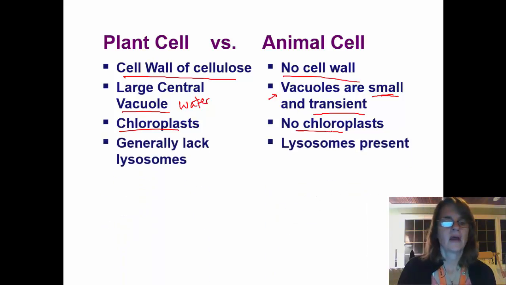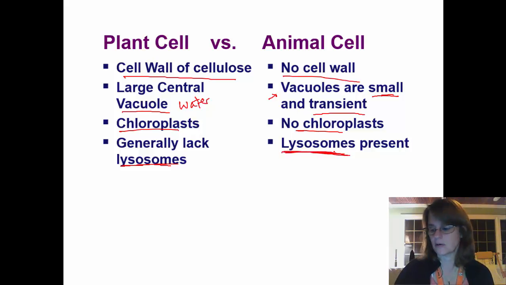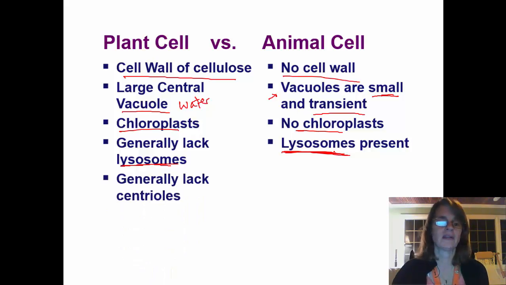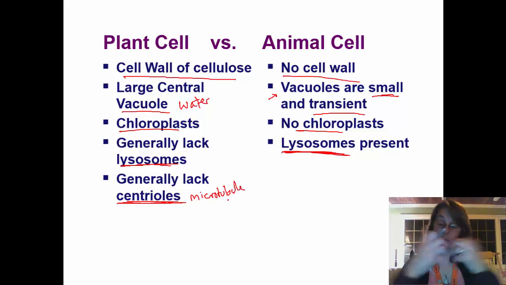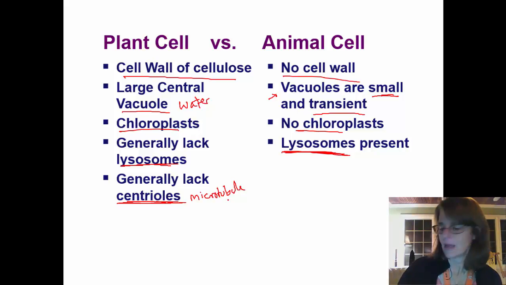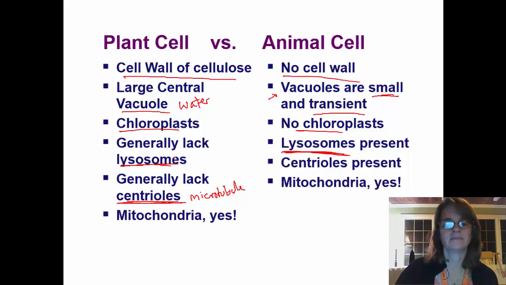Animal cells do not have chloroplasts. Generally speaking, plant cells lack lysosomes. These are digestive organelles that break down macromolecules. Animal cells do have lysosomes. Plant cells generally lack centrioles, generally, not always. These are structures that organize microtubule assemblies, kind of cytoskeleton assemblies, that help split the chromosomes during cell division. Animal cells have centrioles. Generally, plant cells don't.